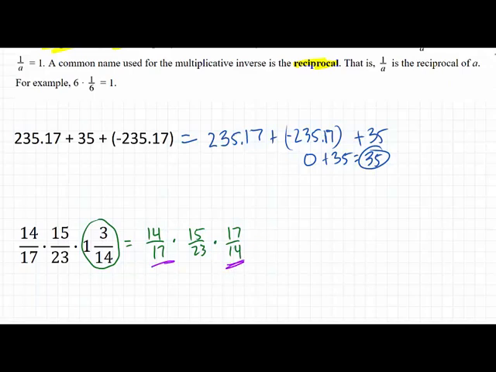So we could rewrite this using the commutative property just like before. 14/17 times 17/14 times 15/23, and 14/17 and 17/14 are reciprocals, so they pretty much equal 1. Okay. So this is essentially saying 1 times 15/23, which of course is 15/23.